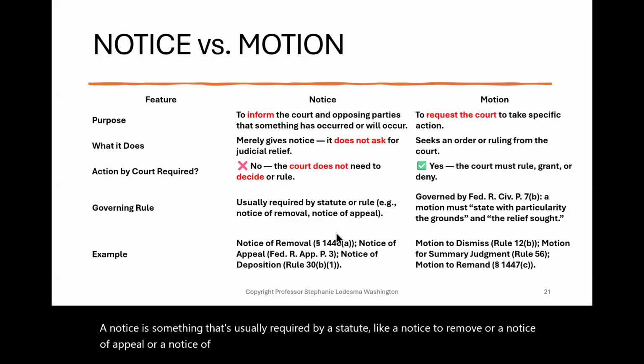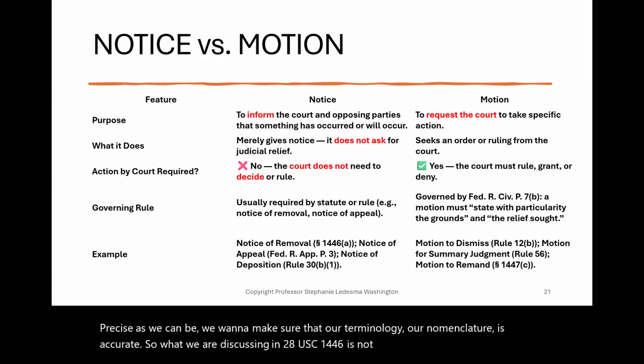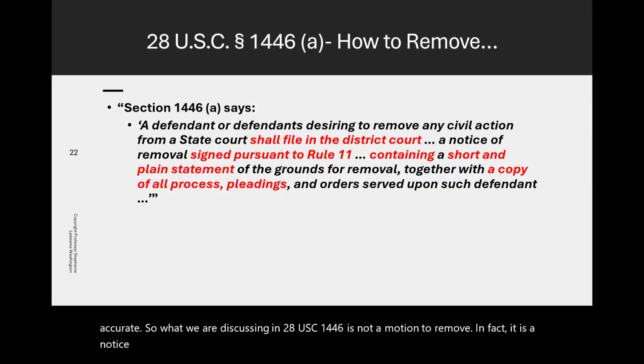So again, as we are working to ensure that we are as precise as we can be, we want to make sure that our terminology, our nomenclature is accurate. So what we are discussing in 28 U.S.C. 1446 is not a motion to remove. In fact, it is a notice of removal.